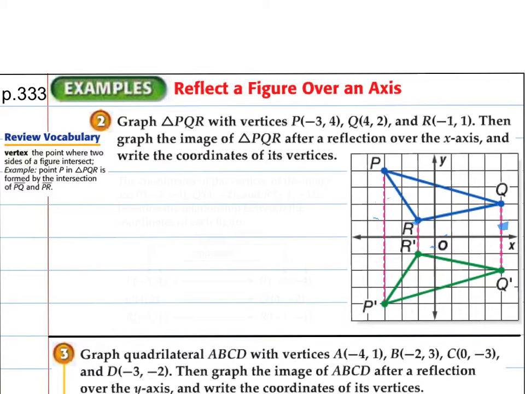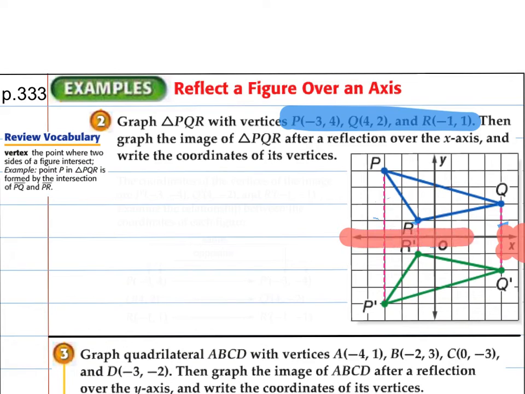So I just used this information right here. So I graphed that. On your paper you should also have it graphed. Then it wants us to graph the image of triangle PQR after the reflection over the x-axis. So it's important for us to know which axis is which. We need to realize that this is our x-axis here, so we're reflecting over this line.